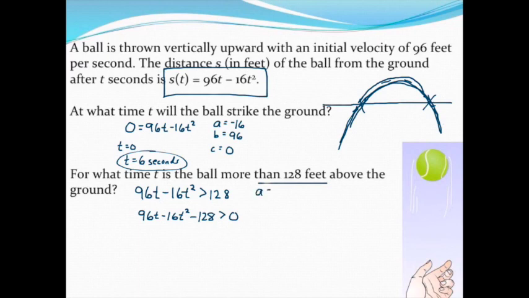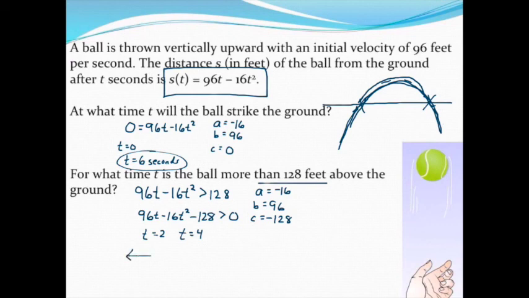Otherwise, just be, again, really careful if you're using the quadratic formula, which is what I'd recommend, even though this one does factor. A is negative 16, because that's the coefficient of your squared term. B is, again, 96. This time we do have a c value, it's negative 128. When you do the quadratic formula, or if you factor this, it turns out that there are 2 times: t is equal to 2, and t is equal to 4. In other words, those are the 2 times when the ball is exactly 128 feet above the ground.